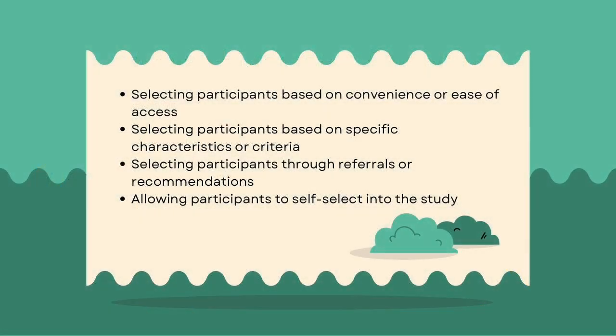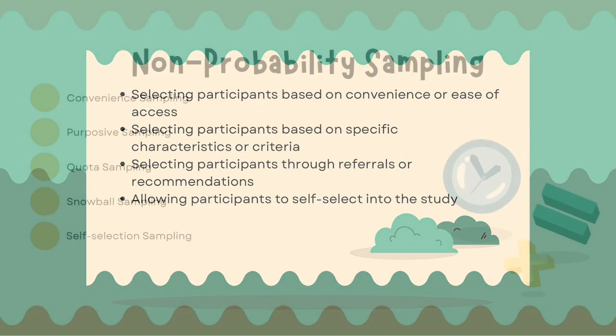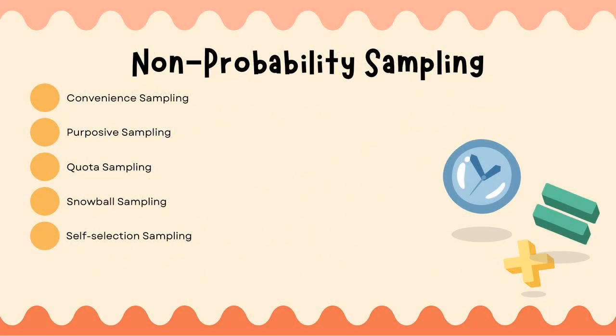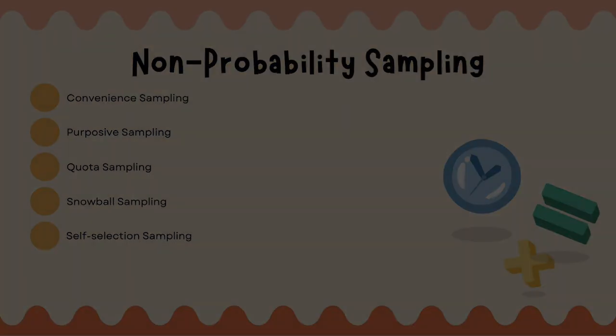Now, we are on the basis of selection: based on convenience or ease of access; selecting participants based on specific characteristics or criteria; selecting participants through referrals or recommendations; allowing participants to self-select into the study. Here are the methods used in non-probability sampling: convenience sampling, purposive sampling, quota sampling, snowball sampling, and self-selection sampling.